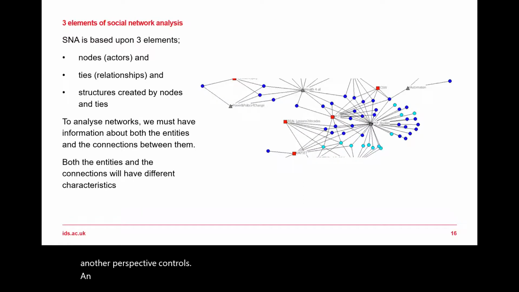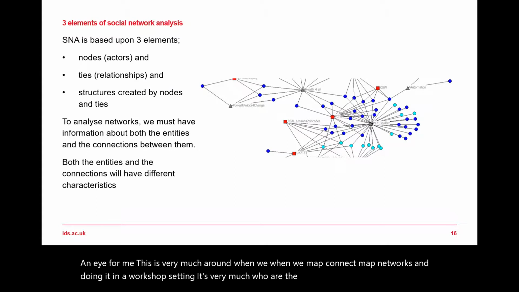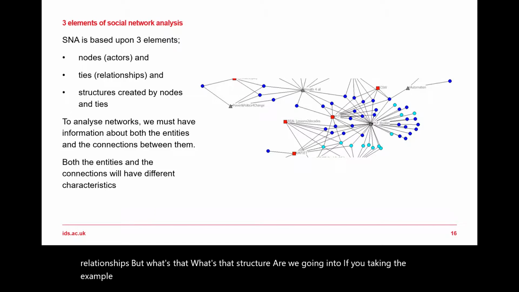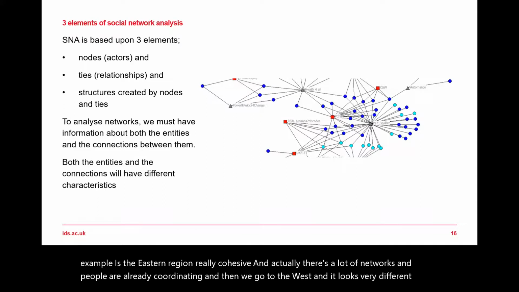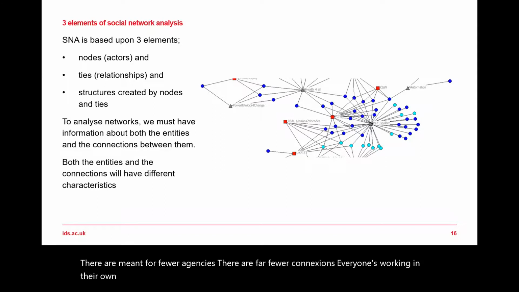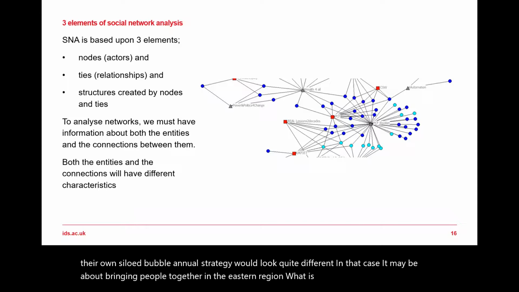And for me, when we map networks in a workshop setting, it's very much who are the people or institutions, what are the relationships, but what's that structure? If you're taking the example, is the Eastern region really cohesive? There are a lot of networks and people are already coordinating, and then we go to the West and it looks very different. There are far fewer agencies, far fewer connections, everyone's working in their own siloed bubble, and your strategy would look quite different. In that case, it may be about bringing people together. In the Eastern region, what is your specific role?